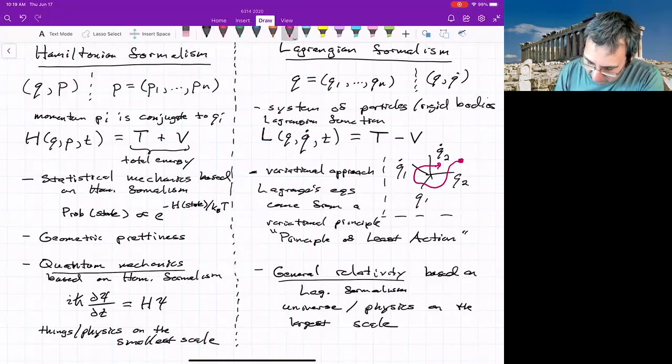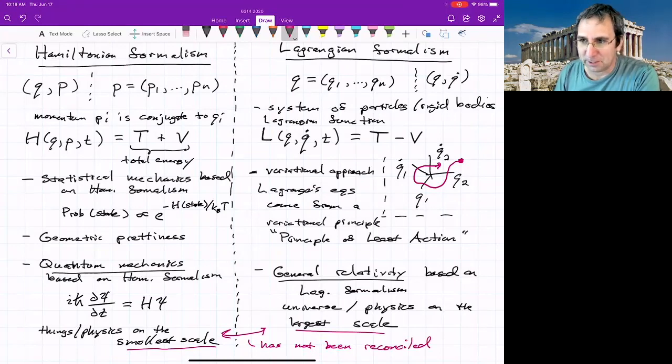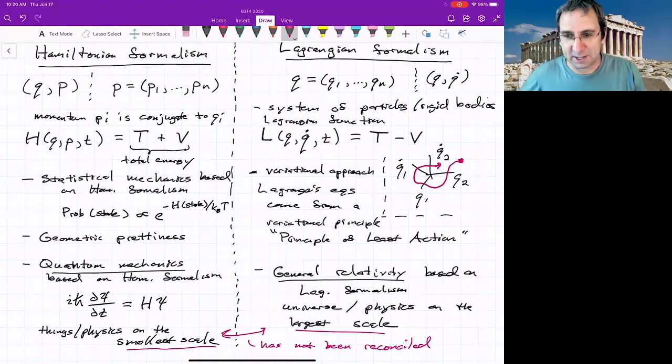And these two things have not been reconciled. So physics on the smallest scale and physics on the largest scale, this has not been reconciled. So at their deepest, the Hamiltonian and Lagrangian formalisms have not been brought together. But that's sort of a large view of the importance of these things.